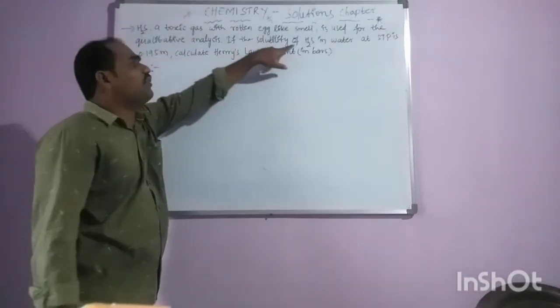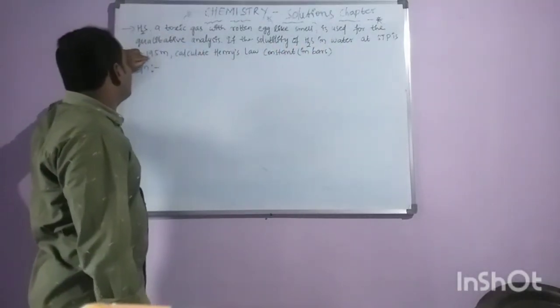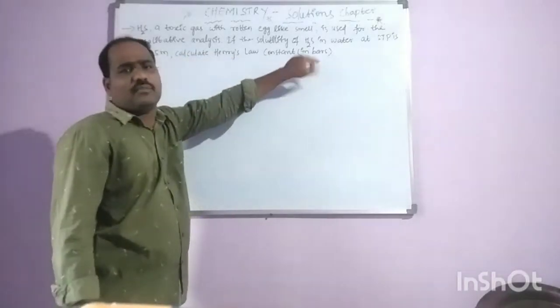If the solubility of H2 gas in water at STP is 0.195 m, calculate the Henry's law constant in bars.